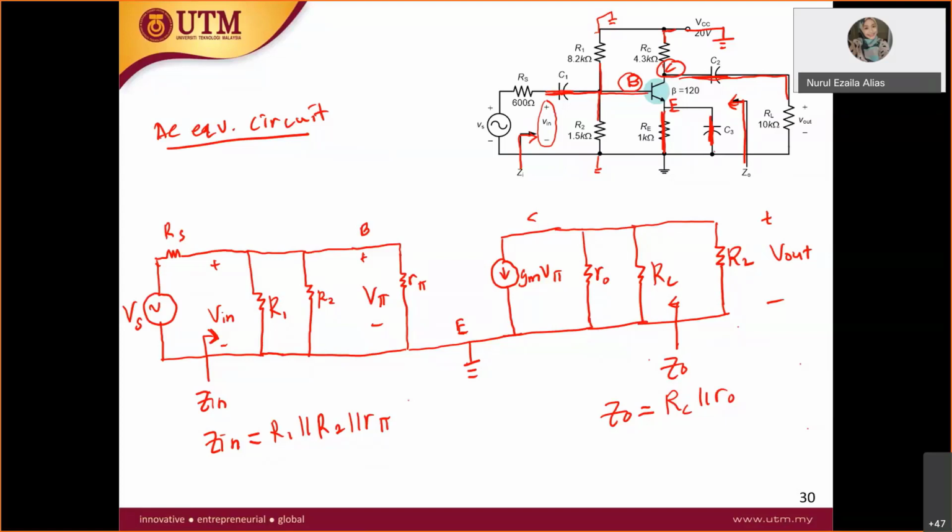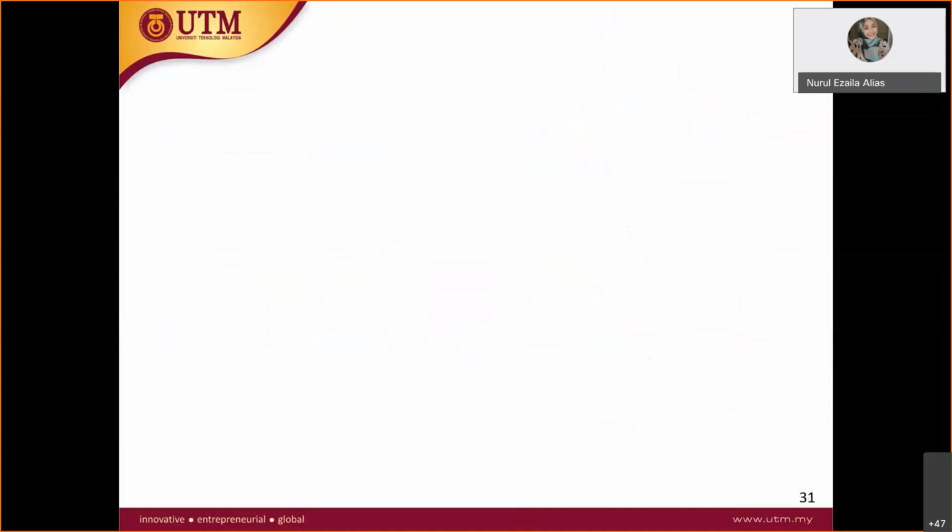All right, now we have derived the Z in and Z out. Like I said, you don't have to memorize, because that's a lot of formulas. This is just for common emitter. You also have common collector and common base. So you should understand this so that you don't have to memorize. You can derive it.